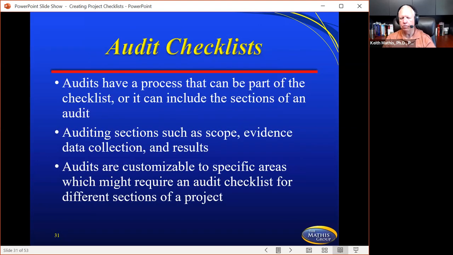Audit checklists. I've already referred to people in quality and those who are doing audits. Audit checklists have a process that can be part of the checklist, or it can include sections of an audit. Auditing sections such as scope, evidence, data collection, results, any of those kind of things, you probably have a checklist or steps that you can follow. The checklist might make it quicker for you, and it also makes it easier for you to hand off to someone else so that they could do that same thing. Audits are customizable to specific areas, which might require an audit checklist for different sections of the project. So the auditing of the budget might be totally different than auditing the schedule, and totally different than auditing quality, or the consistent performance. Vendor compliance, you might have one to audit the vendor.